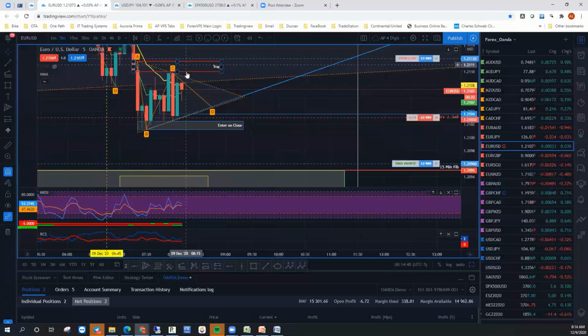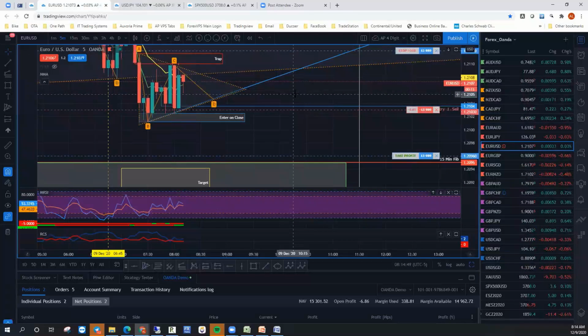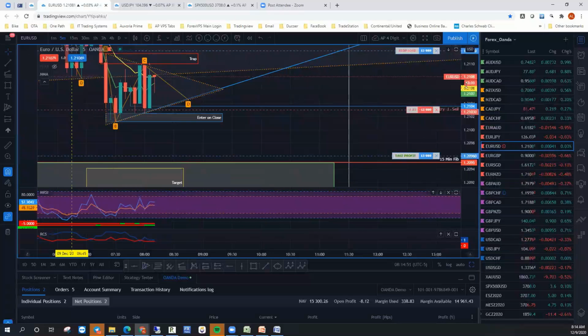But right now it's range bound, and by the time you get in and pay your spread, you get out, you pay your spread, you're taking the risk for only about 2 or 3 pips, and it just isn't really worth it. There's not enough range to make it worth taking that trade.